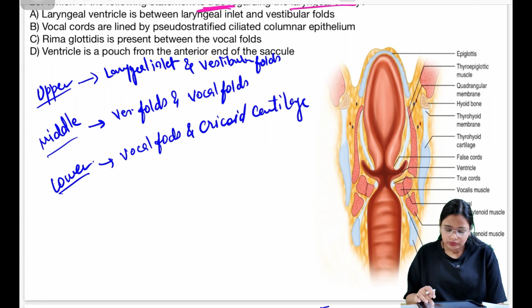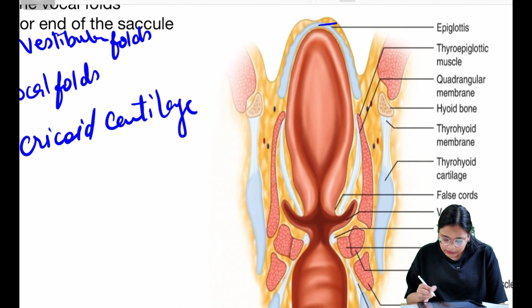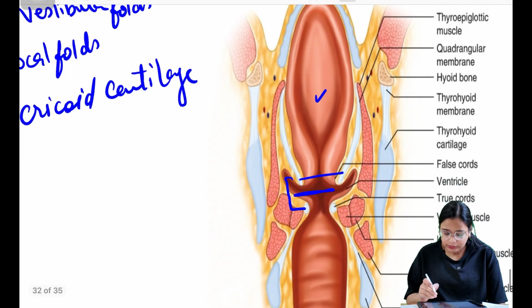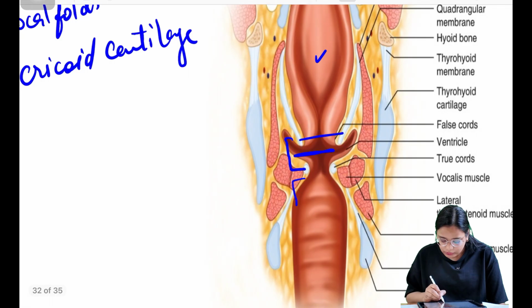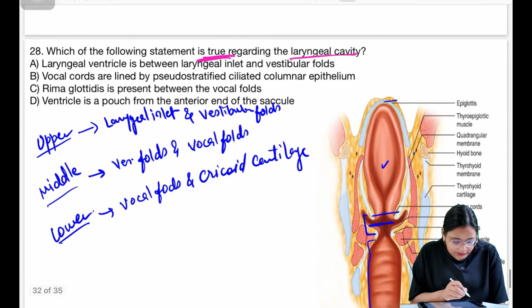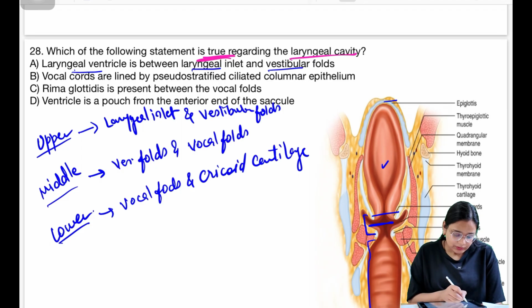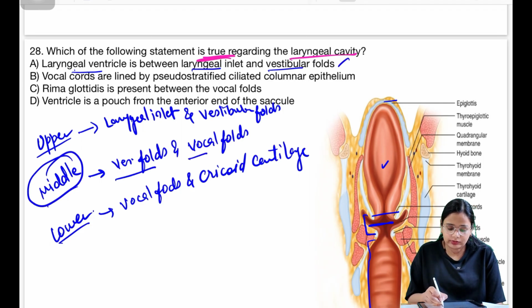Okay, so here you can see in this diagram, from the epiglottis till vestibular fold, this is upper part, this all area between this is our ventricle or middle part, and from here this lower part is all our infraglottic part. Okay, now first they are asking, laryngeal ventricle is between laryngeal inlet and vestibular fold? No, because laryngeal ventricle means middle part is between vestibular fold and vocal fold, so this is incorrect.